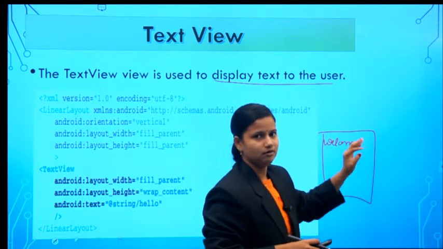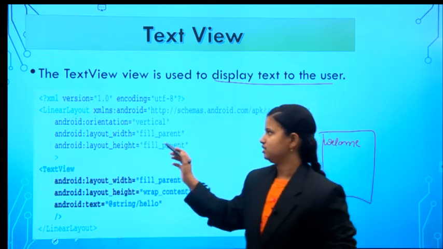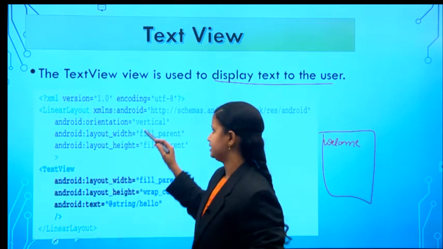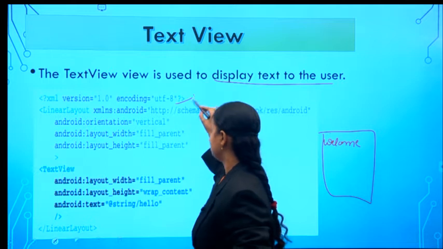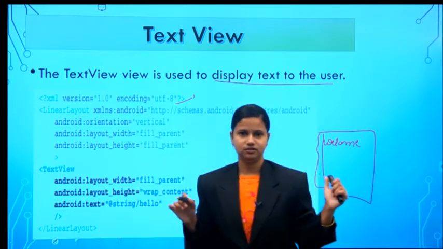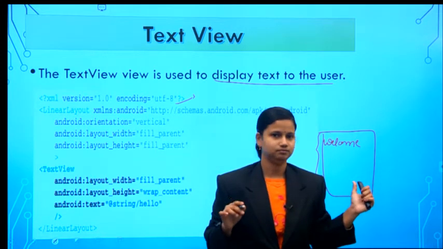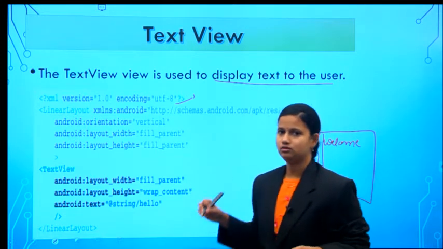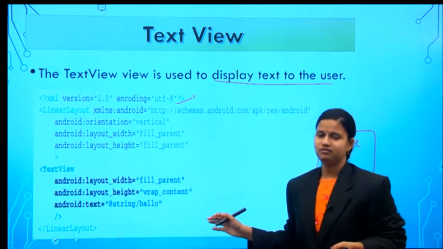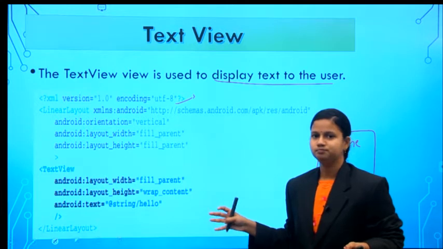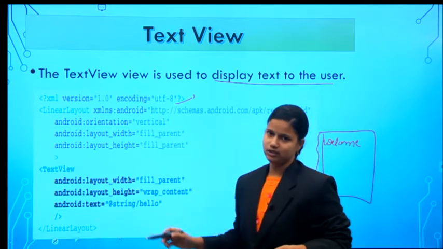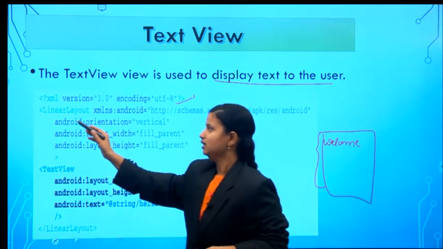So how do we develop the text view? First thing, we are simply using a linear layout for easy understanding. So we are creating a user interface design. This message will be displayed in the user interface. To display the message in the user interface, we are only going with the XML file. We are not performing any modifications in the Java file. So first thing is XML version and encoding. After that, we are using a linear layout.